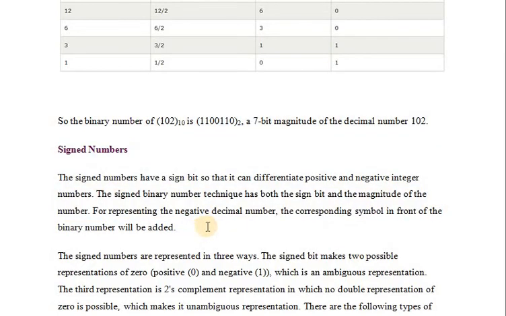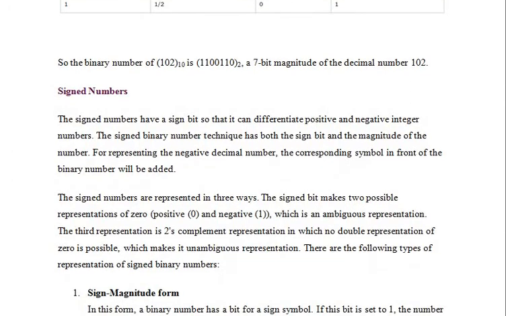For representing a negative decimal number, the corresponding symbol is added in front of the binary number. Signed numbers are represented in three ways. The sign bit makes two possible representations of 0, positive 0 and negative 0, which is an ambiguous representation. The third representation is 2's complement, in which no double representation of 0 is possible, which makes it an unambiguous representation. These are the following types of representation of signed binary numbers.